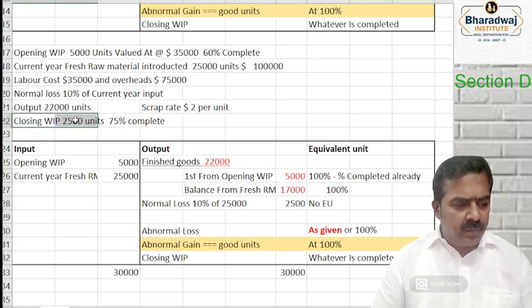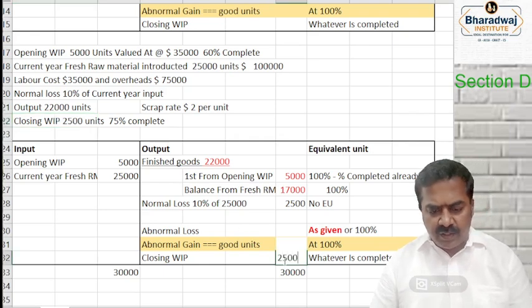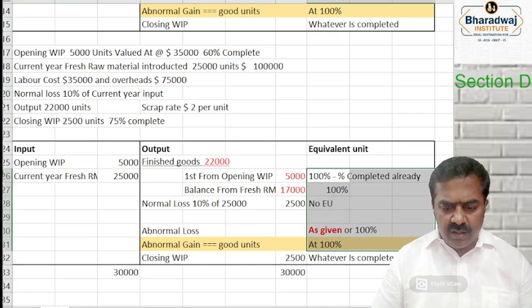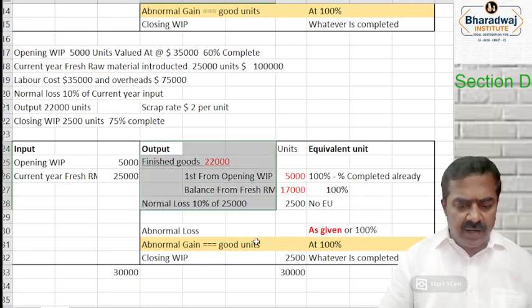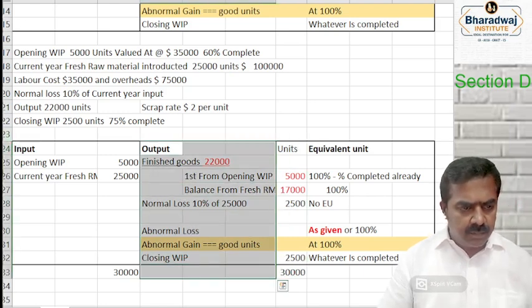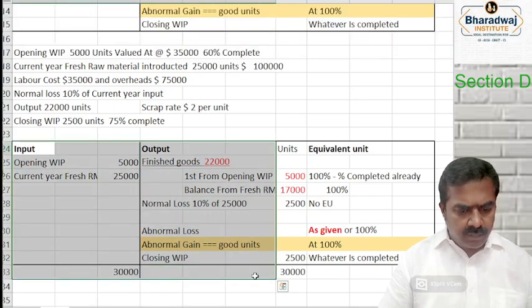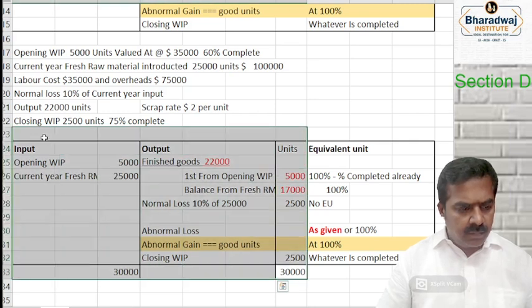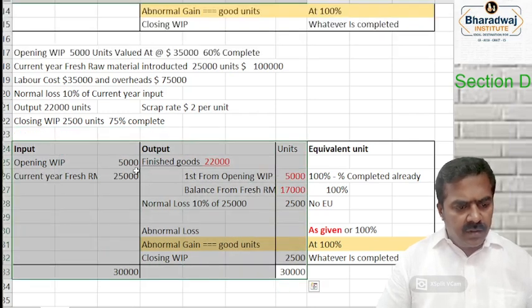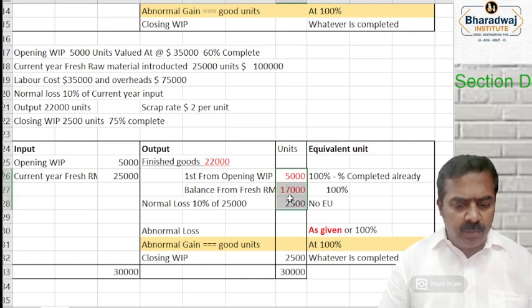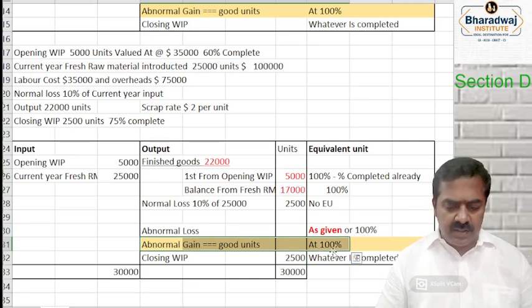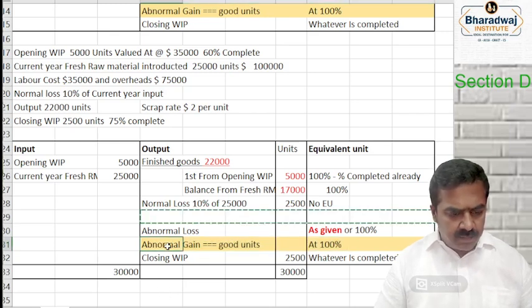Closing WIP given in the question, sorry, 2,500. This is units. Then we'll come to the equivalent unit part later. See, 5,000 plus 25,000, 30,000. Output 5 plus 17, 22, plus 2,500 plus 2,500. Balance, is there a shortage or surplus?